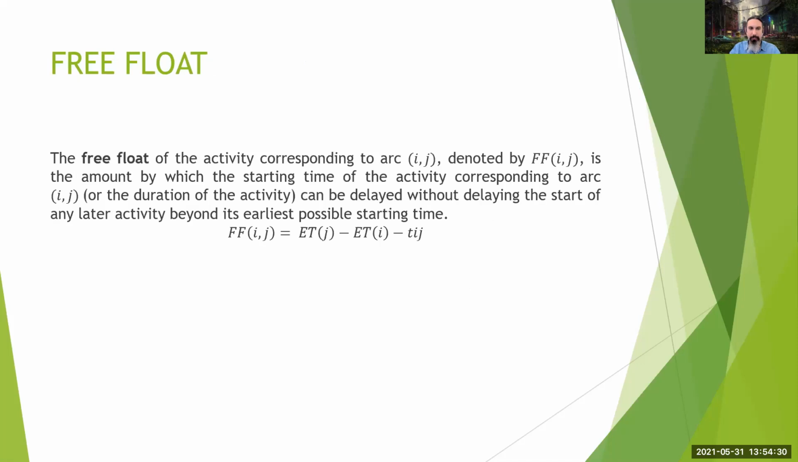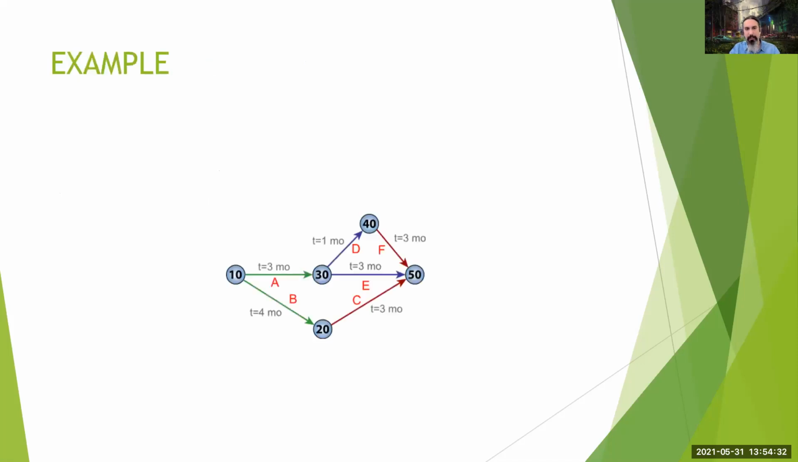And the free float is the same thing. It's about the early time and late time stuff, but still here. Let's take a look. These points are 1, 2, 3, 4, 5, or 10, 20, 30, 40, 50, it doesn't really matter. And there are times over here, 3, 4, 1, 3, 3, and 3. Now, how can we find the early time and late time over here?